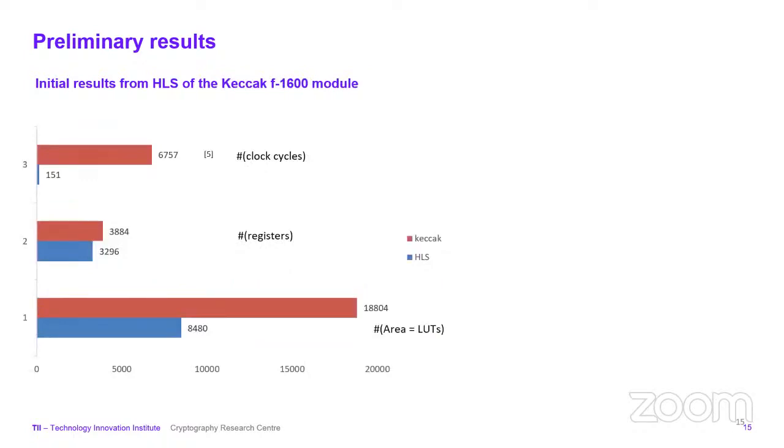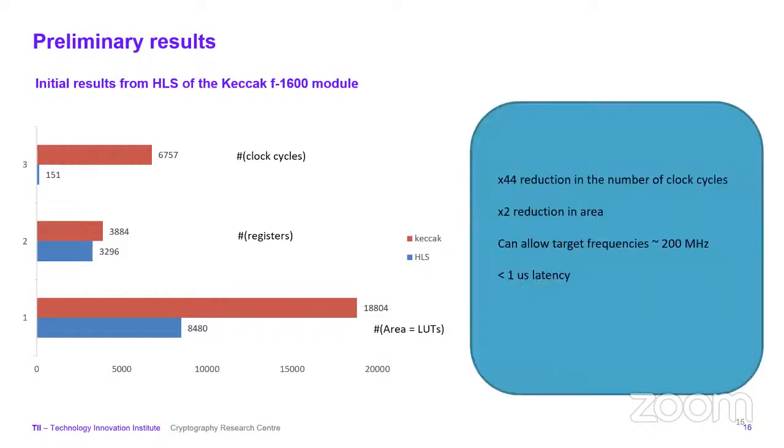Moving on to the Keccak F1600 module, we compare this with one of the state-of-the-art, referenced as number 5 here. As we can see, there is a reduction of around 40 times in the number of total clock cycles at the cost of similarly placed registers. In terms of the total area, we optimize by a factor of 2, which shows that the HLS optimizes definitely in the correct direction.